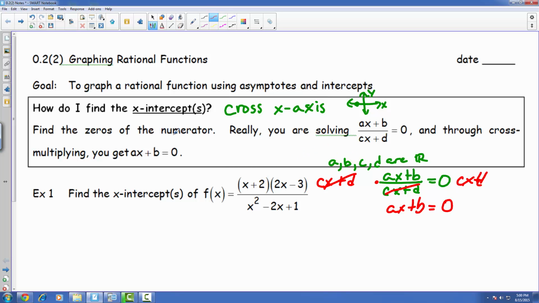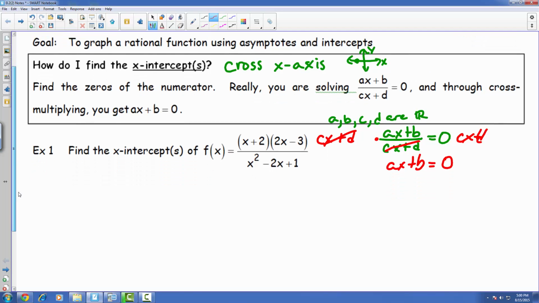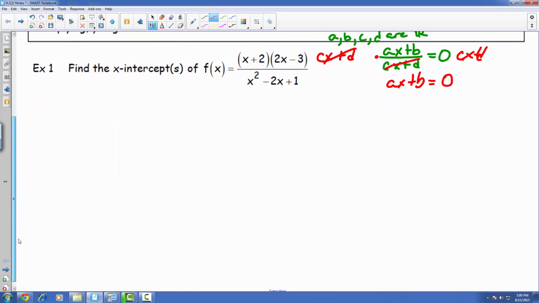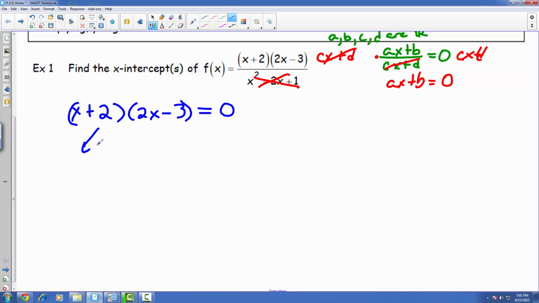Moving forward, for example 1, it's asking to find the x-intercepts for this particular function. Again, we don't really care at all about this bottom piece. We only care about this top. So we're going to take our x plus 2 times 2x minus 3 and set it equal to 0. Using that zero product property, we can break each one up and set each individual piece equal to 0. So we have x plus 2 is equal to 0, and we have 2x minus 3 is equal to 0.